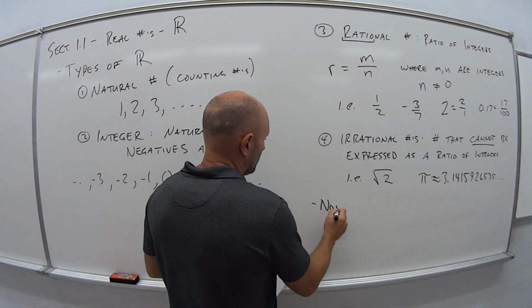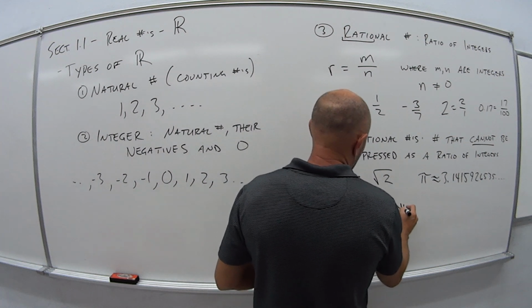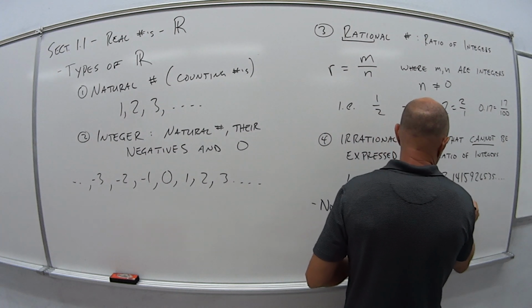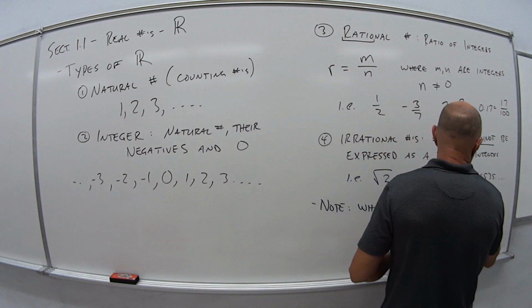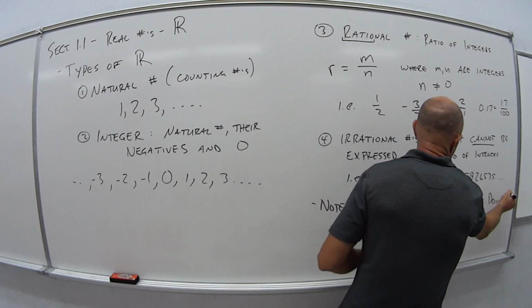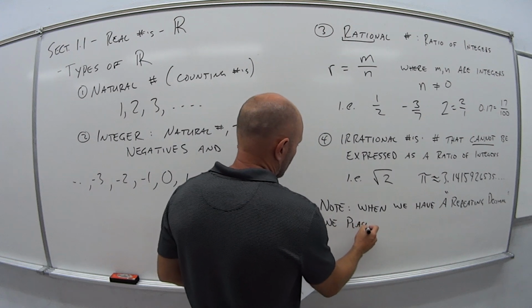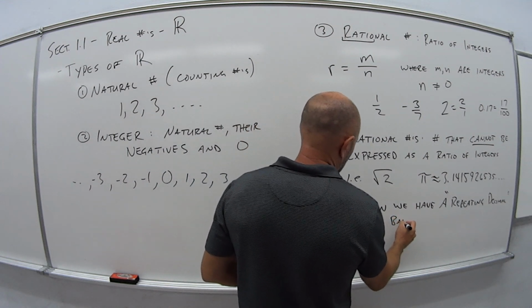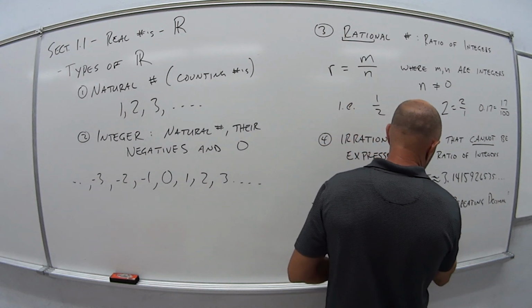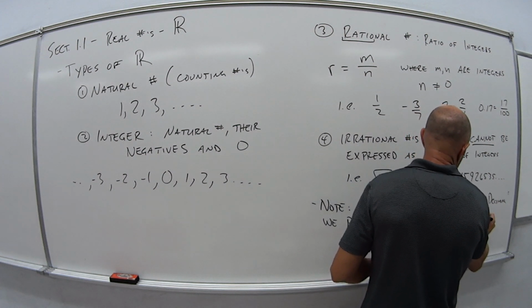So just as a note, when we have a repeating decimal, we place a bar over the repeating value. Sometimes it might be just one number, sometimes it could be multiple numbers.